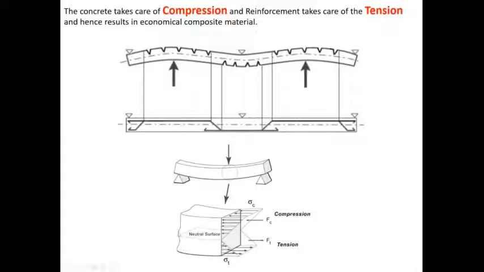The central surface, the membrane, remains the neutral surface, whereas the upper portion undergoes compression and the lower portion undergoes tension.